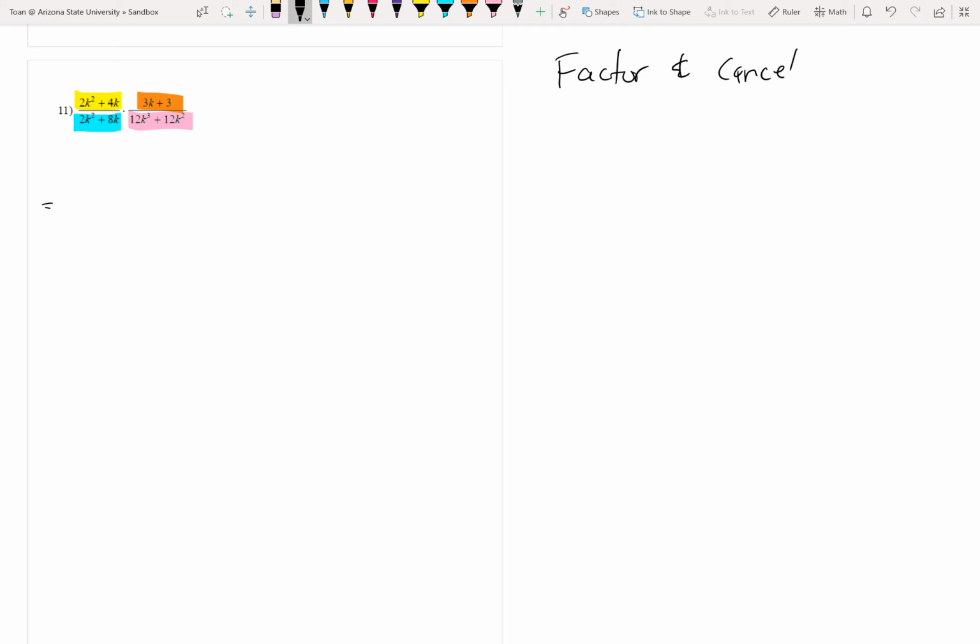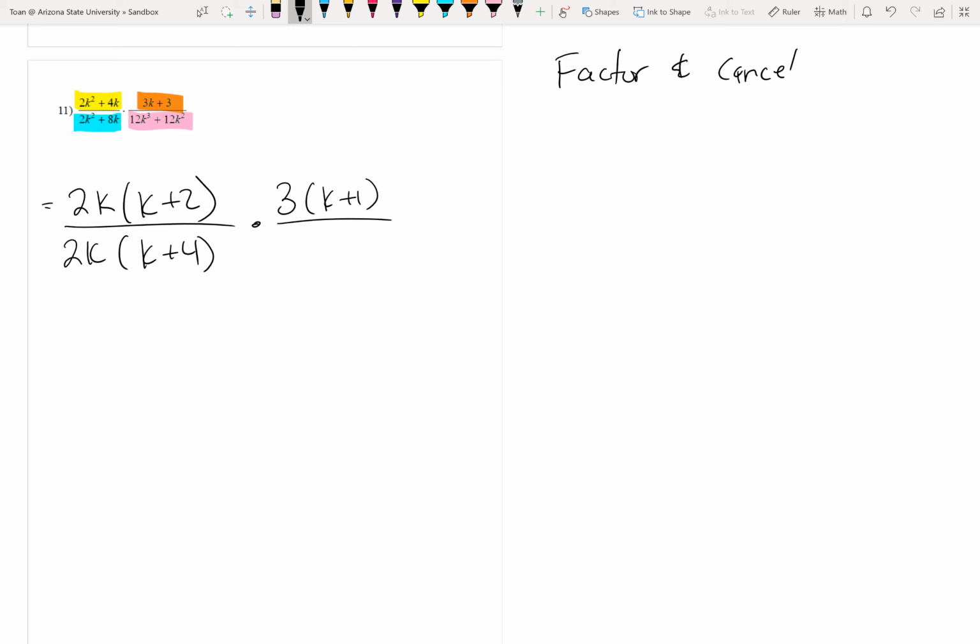So for the yellow, we can pull out a 2k, leaving behind a k plus 2. For the light blue, we can pull out a 2k, giving us a k plus 4. For the orange-red, we can factor out a 3, giving us a k plus 1. And for the pink highlights, we can factor out a 12k squared, leaving behind a k plus 1. And then just start canceling like crazy.